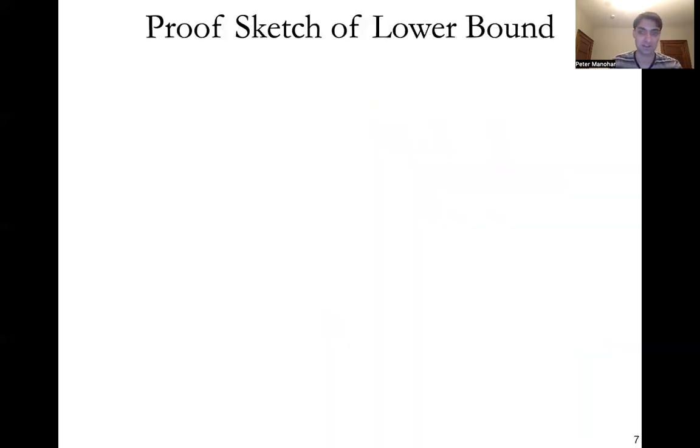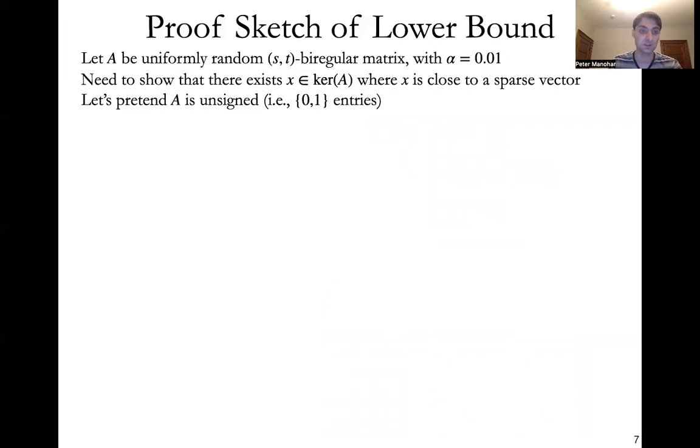Okay, so now I would like to give a proof sketch, at least of the lower bound on the distortion of the kernel of A in our theorem. So I'm going to let A be this uniformly random S-T biregular matrix. And what we need to do is show that there is an x in the kernel of A that is close to a sparse vector.